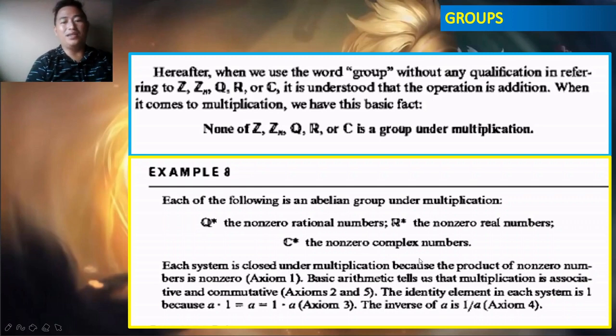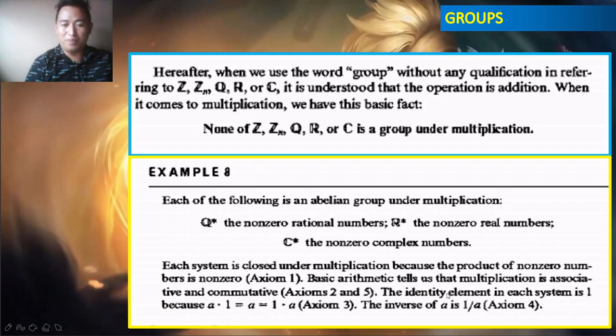Ang product kay same man to ganina. A times B is equal to B times A. Bisan asa ani, pwede siya rational, pwede siya real, or pwede man siya complex numbers. Mabali-bali na siya, og multiply. So, because the product of non-zero numbers is non-zero, close siya under multiplication. Non-zero naman, hindi naman siya mo zeros. Ang product sa tanang numbers.